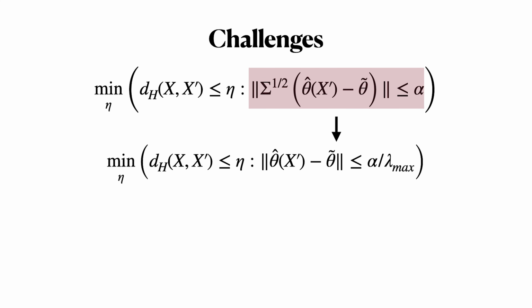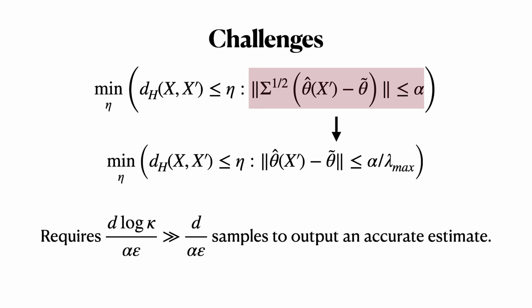One natural approach is to try to throw away the geometry induced by the covariance and instead enforce an L2 constraint. Here, we still need that the estimate and theta tilde have similar generalization error. So they'll need to be closer than alpha in L2 norm. In fact, they'll need to be alpha over lambda max close. So it turns out if you follow the argument all the way through, you'll require d log kappa over alpha epsilon many samples to output an accurate estimate, where kappa is the condition number of the covariance. And this is larger than the d over alpha epsilon many samples that we were shooting for.